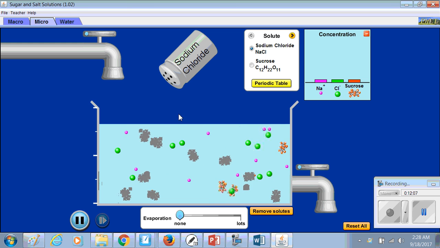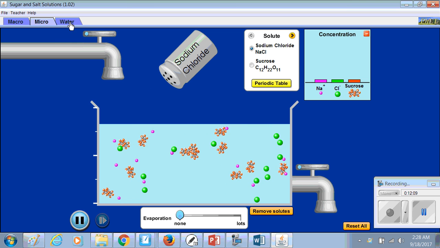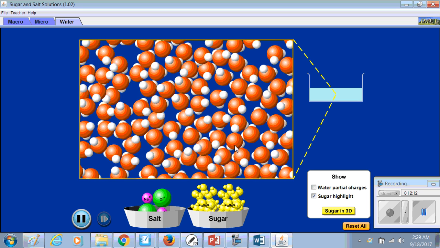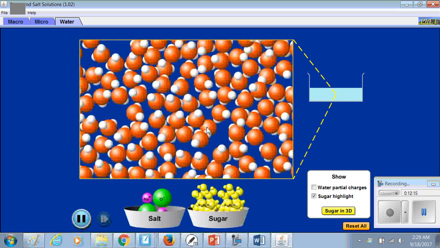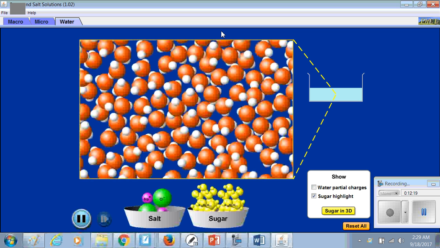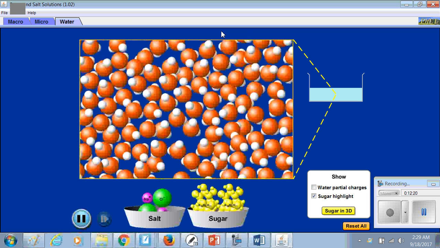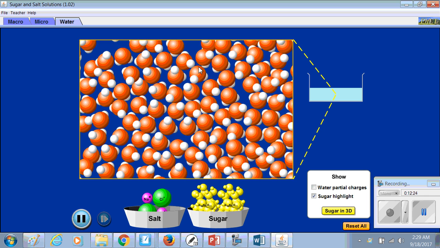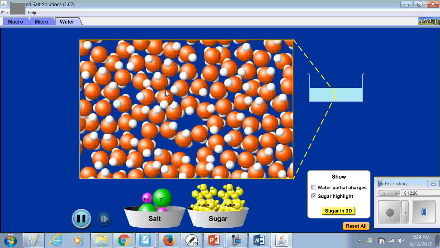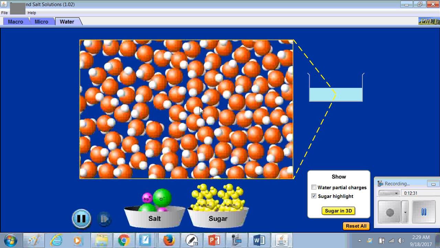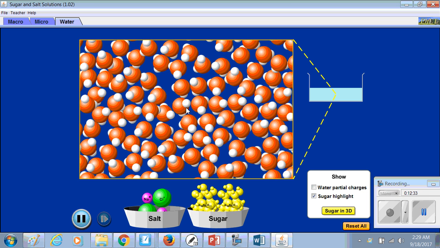Okay, one more thing before we leave this set. This is just a very microscopic view of our beaker with water. So these are water molecules in the liquid state, and the red or orange circle is your oxygen, and then the white circles are your hydrogen atoms, okay?